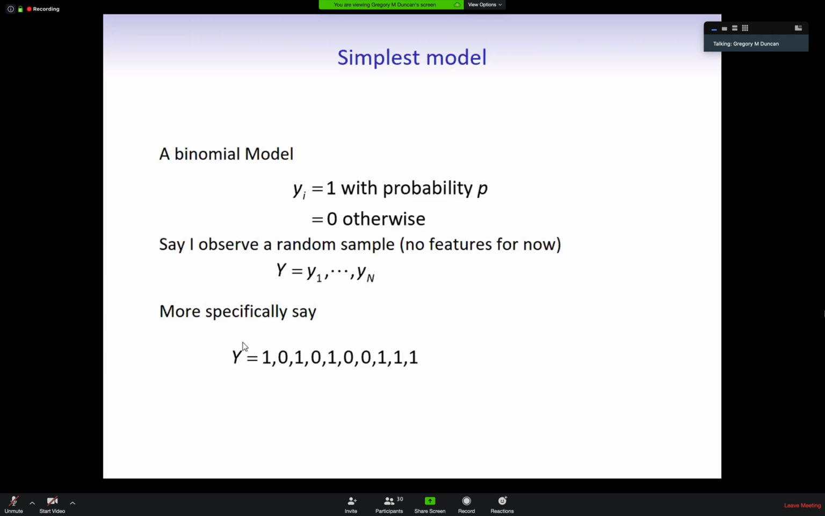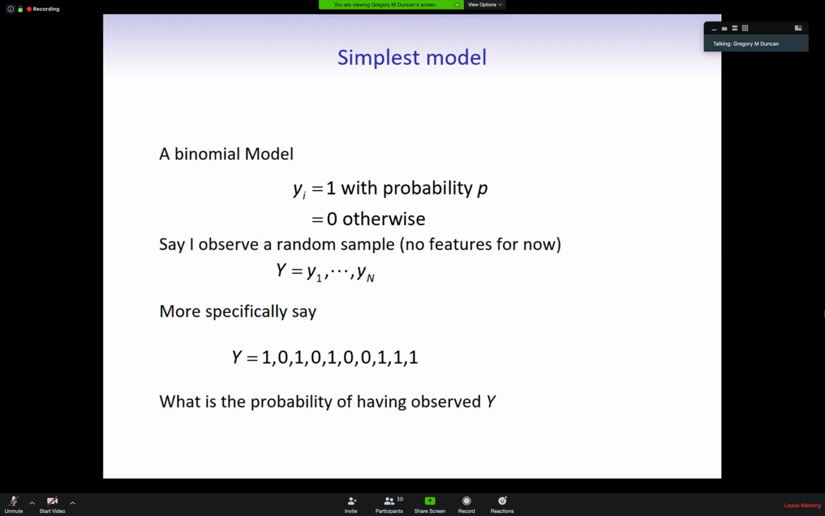And I'm going to let Y be my vector of observations. So this is a vector, okay? And I'm going to ask the question, assuming I know P, what is the probability that I observe Y? Okay, and I'll just talk about what's the probability I observe a 1? Well, it's P. What's the probability I observe a 0? Well, that's going to be 1 minus P.